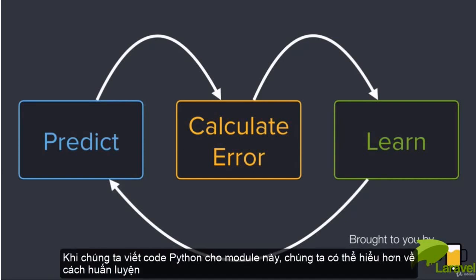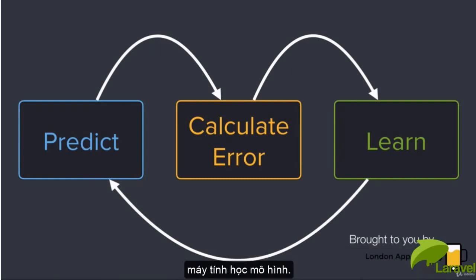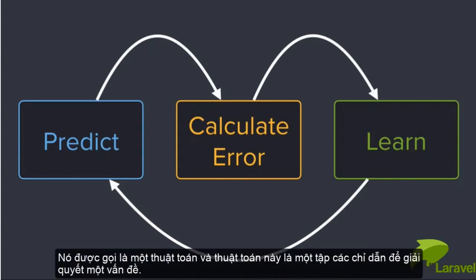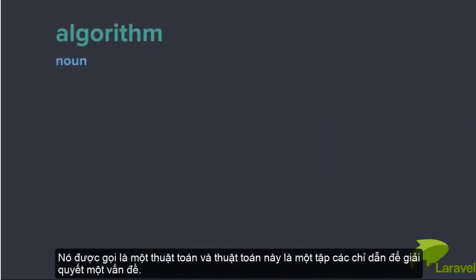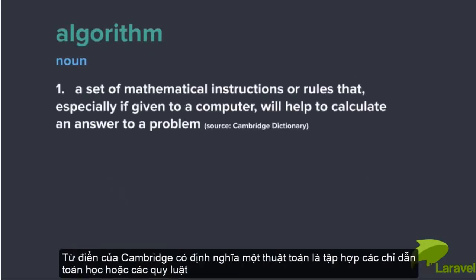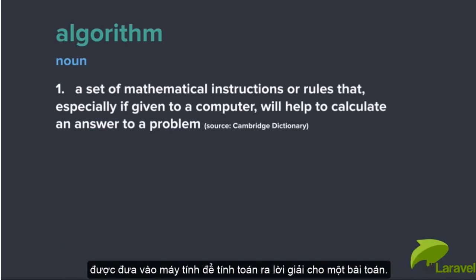When we're writing our Python code in this module, this is how we can think about training our machine learning model. Now, there's actually a name for this kind of step-by-step approach that we just described. This is called an algorithm. An algorithm is a set of instructions for solving a problem. The Cambridge Dictionary defines an algorithm as a set of mathematical instructions or rules that, especially if given to a computer, will help calculate an answer to a problem.